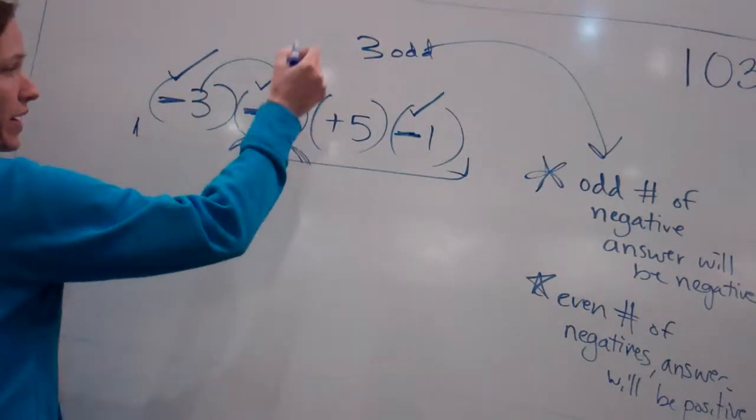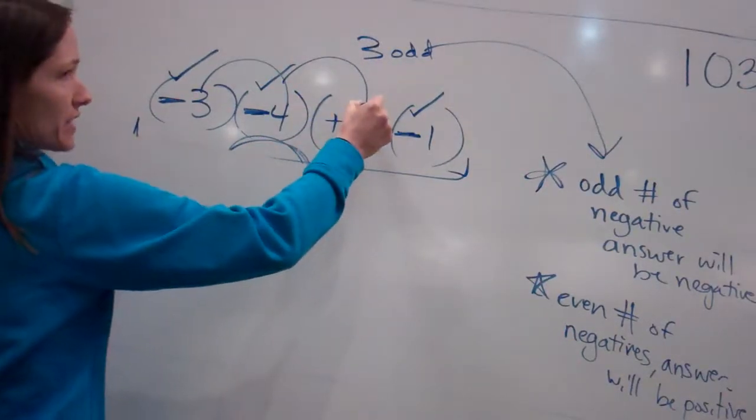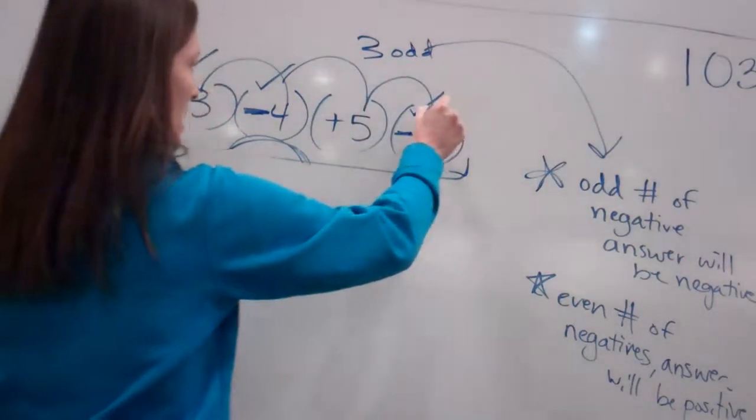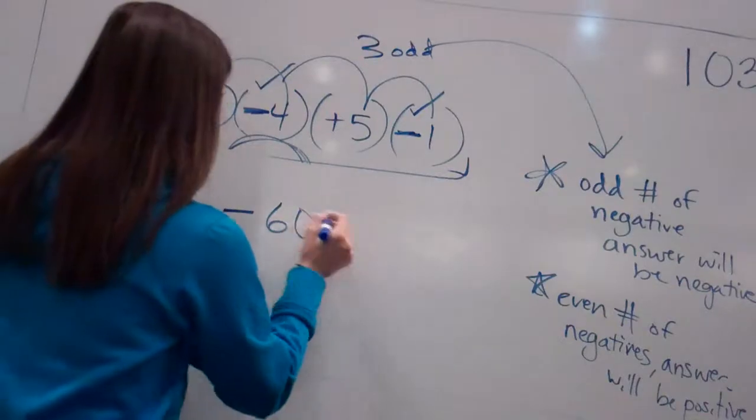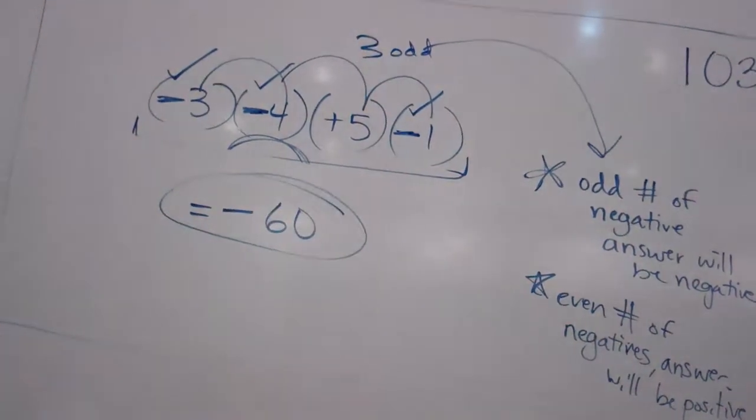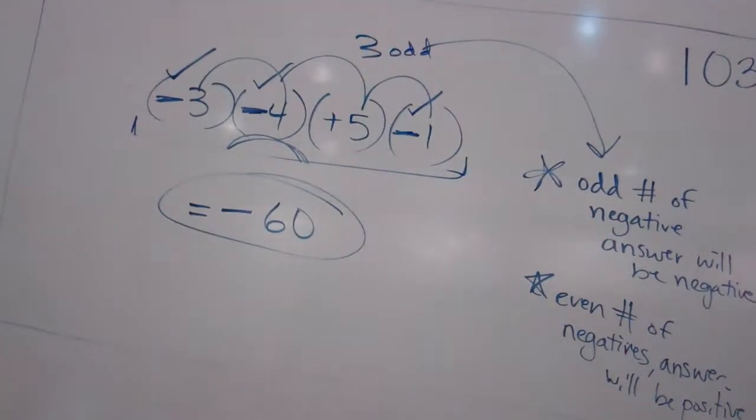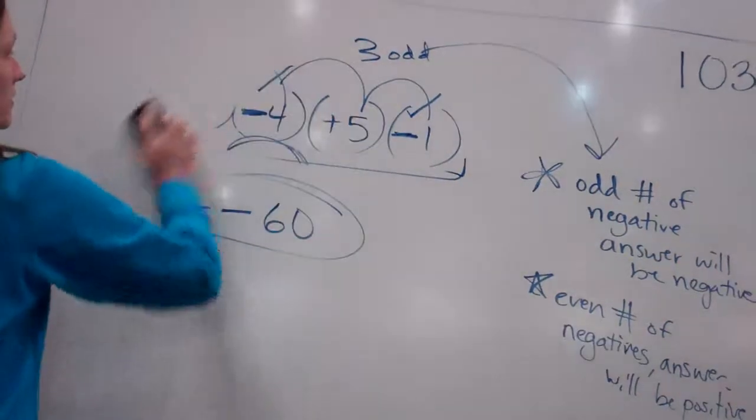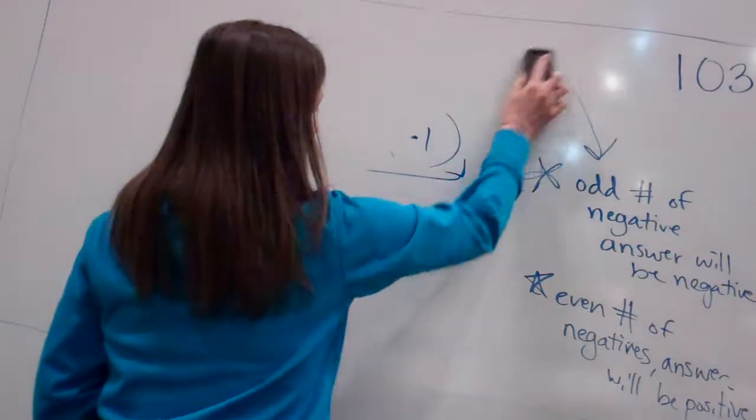3 times 4 is 12. 12 times 5 is 60. 60 times 1 is 60. My answer is negative 60. Everybody see how that's done? Does it make sense to you?